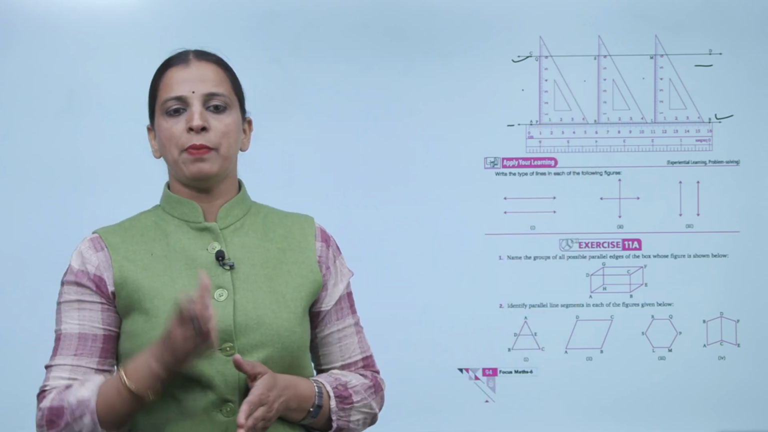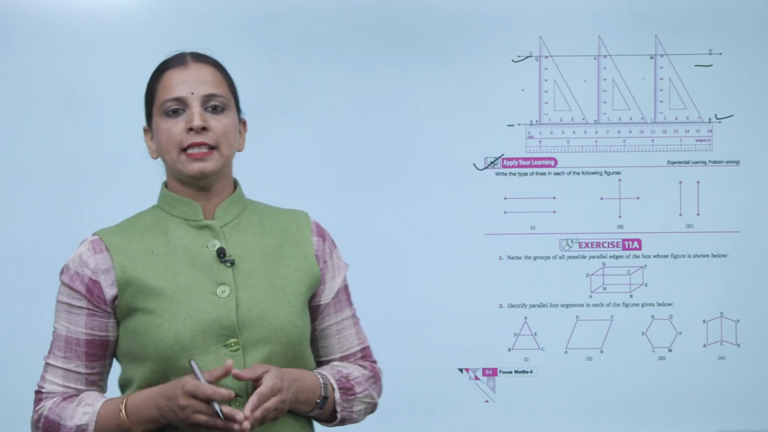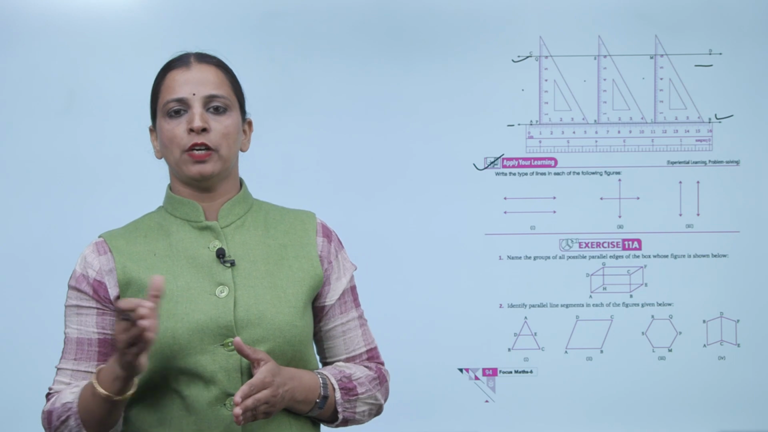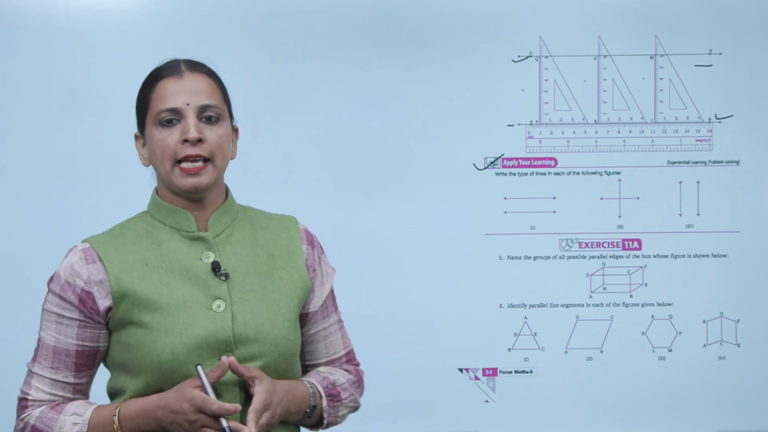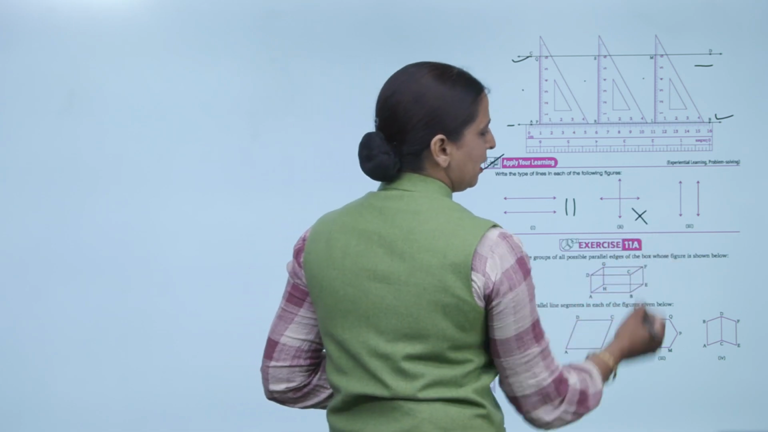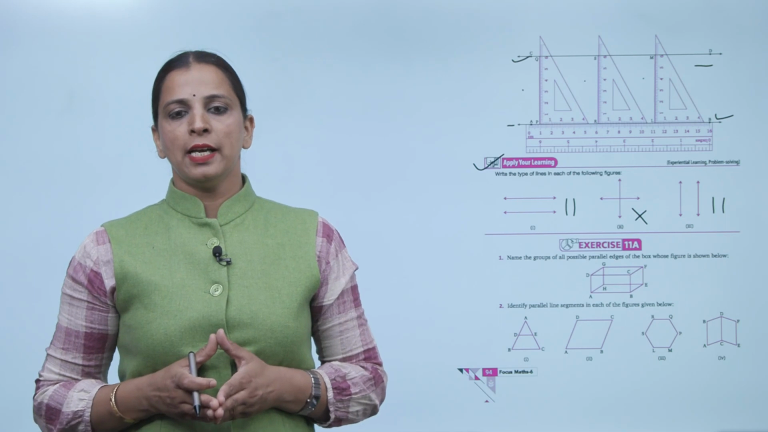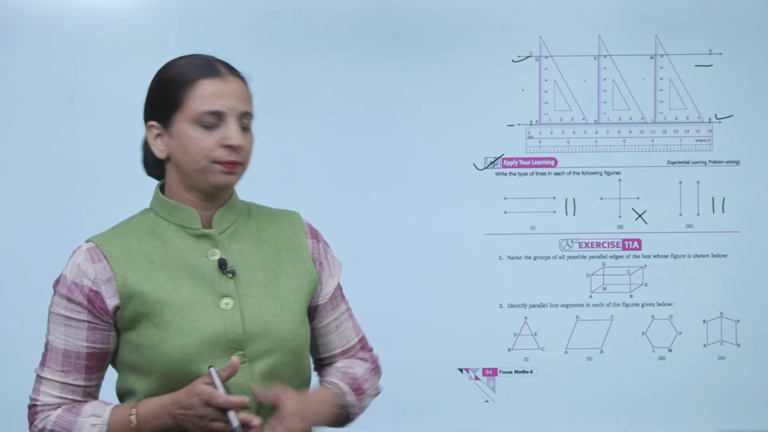Now next is apply your learning. Write the type of lines in each of the following figures. First parallel lines. These are intersecting और these are parallel, right? तो इस तरह से बच्चों एक्सरसाइज आप खुद ट्राई करेंगे.